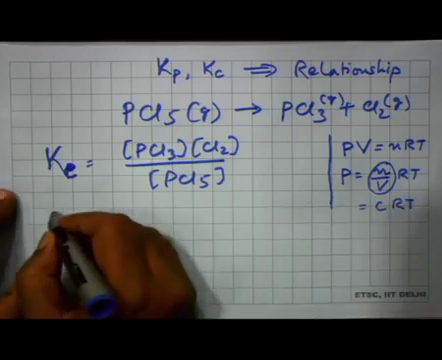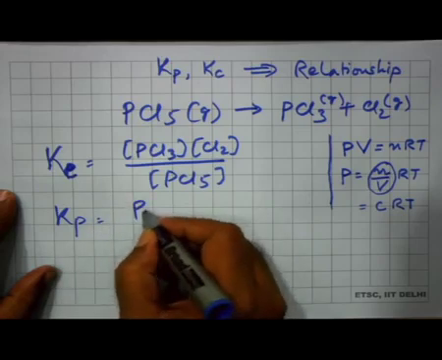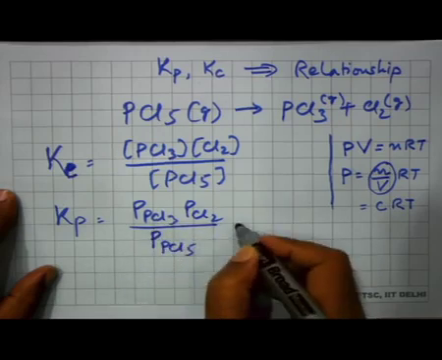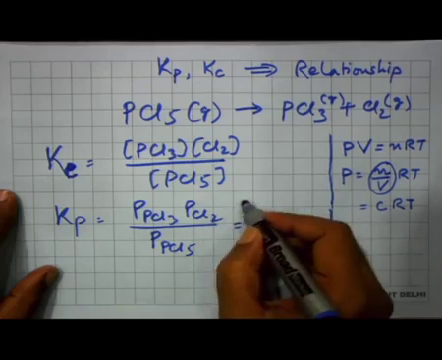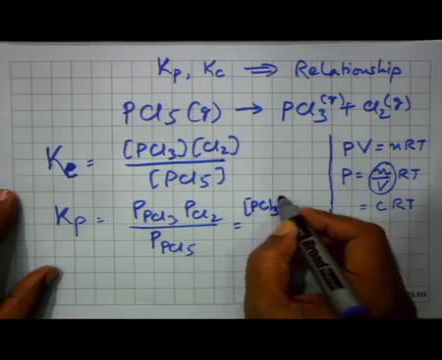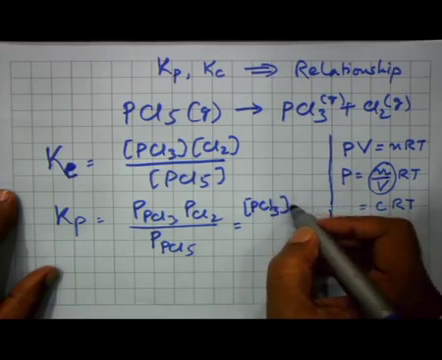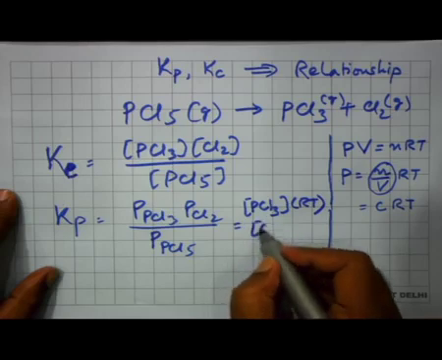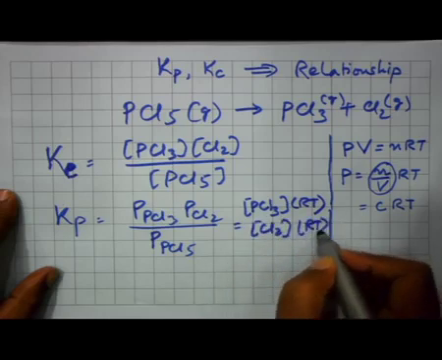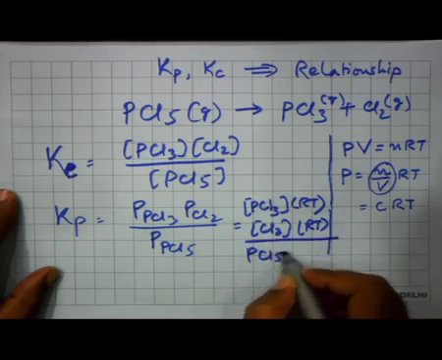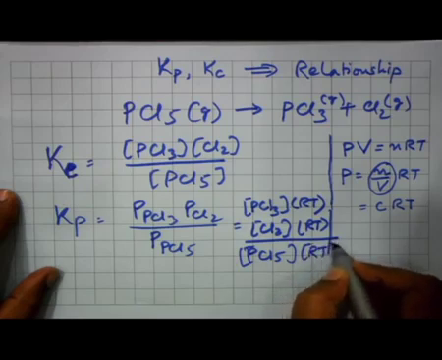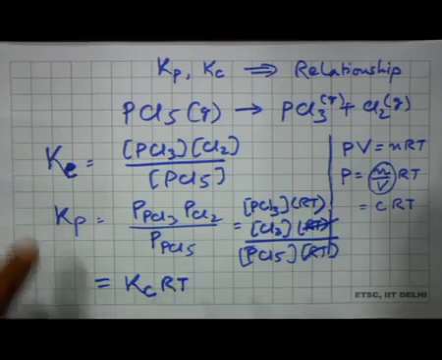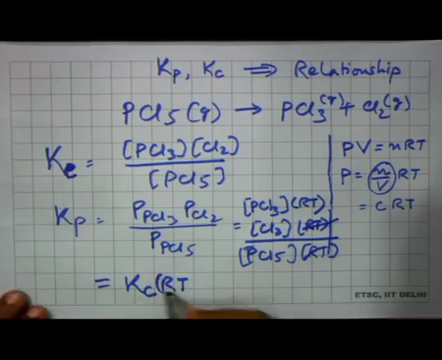Okay. So, suppose I take Kp, Kp is P(PCl3) into P(Cl2) divided by P(PCl5). I can write this simply as P is equal to concentration times RT. So, multiply the concentration of PCl3 by RT, Cl2 by RT, divided by PCl5 by RT. One RT cancels out. So, we can simply write that Kp is equal to Kc into RT to the power 1.